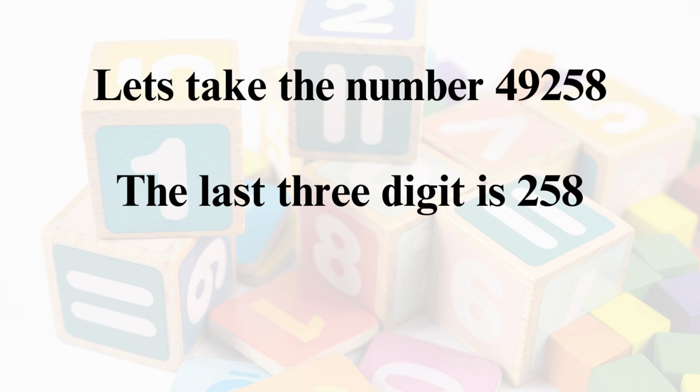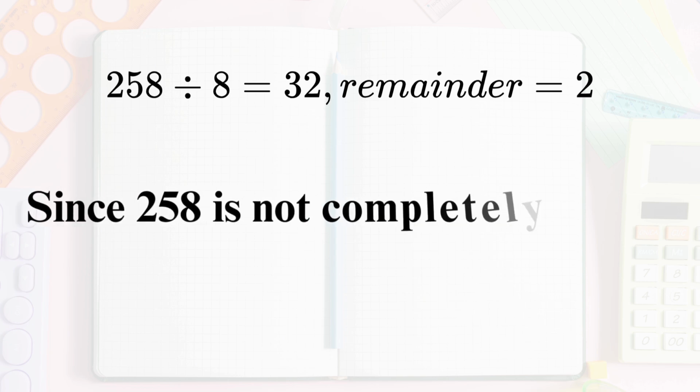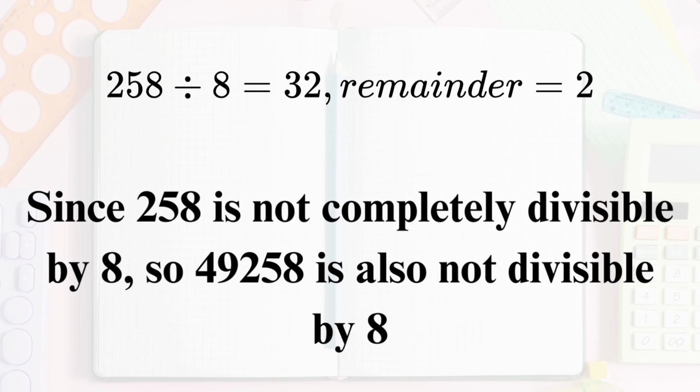Let's take one more example, 49,258. If we look at the last 3 digits, it's 258. If we divide 258 by 8, we get a quotient 32, but there will be a remainder 2, which means 258 is not completely divisible by 8. That's the reason the whole number, 49,258, is also not divisible by 8. I hope this is clear.